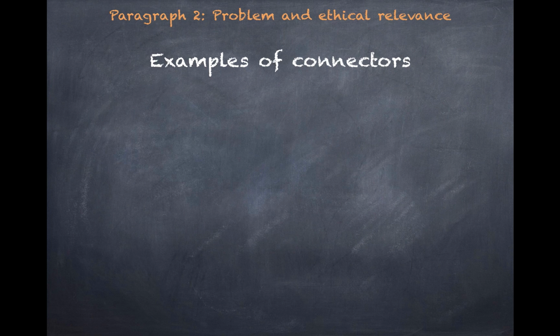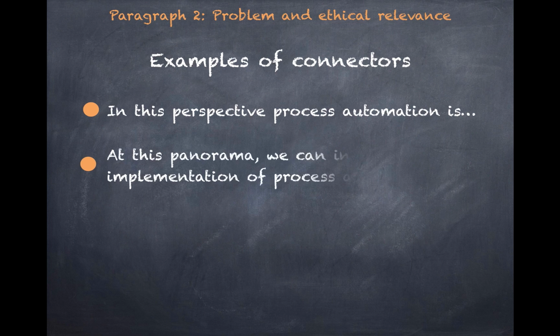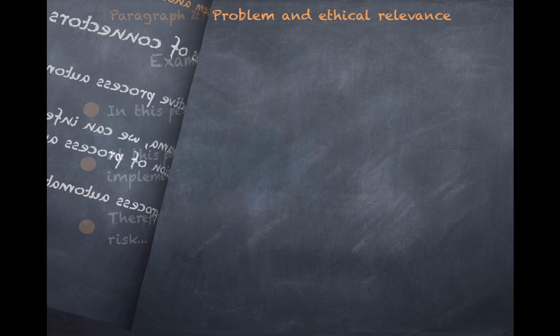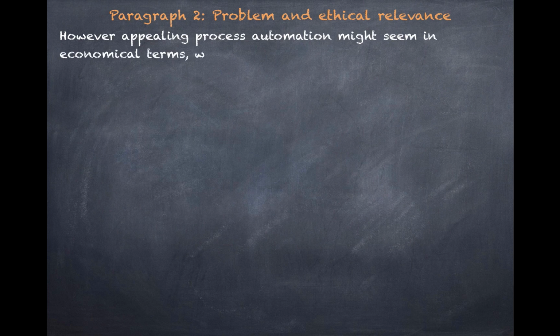For example, in this perspective, process automation is... At this panorama, we can infer that the implementation of process automation puts at risk... Now, for our paper on process automation, we wrote a phrase that points out that something might be wrong. However appealing process automation might seem in economical terms, we could actually be swimming in murky waters.